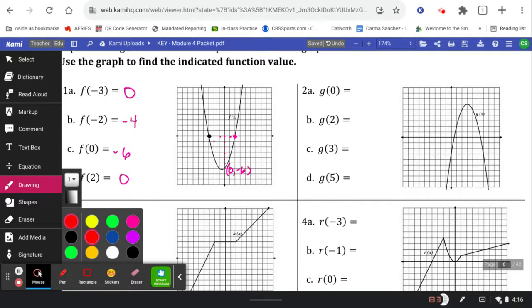Okay, g of 0. Ooh, that one's a hard one. I hope you can see that it goes down there to -3. You might have to zoom in on that one to see what I mean. This one goes now next to g of 2. Go out to 2. See how the coordinates are 2, 5? So they told me the 2, they want the 5. g of 3. g of 5.